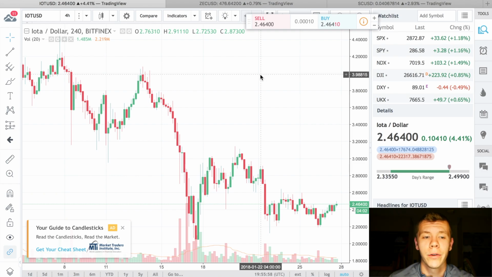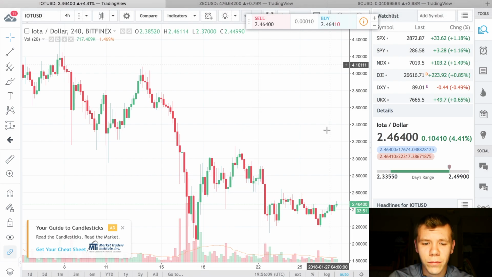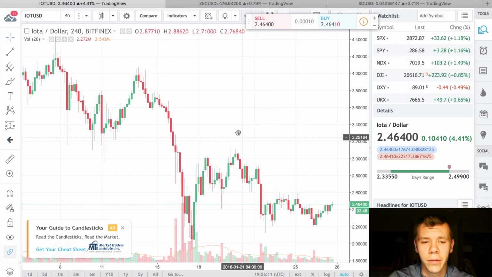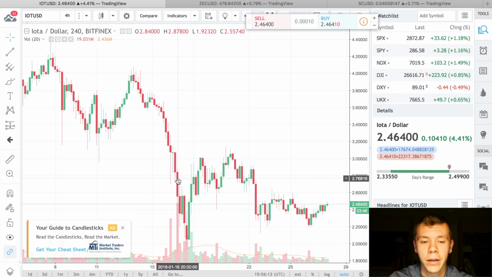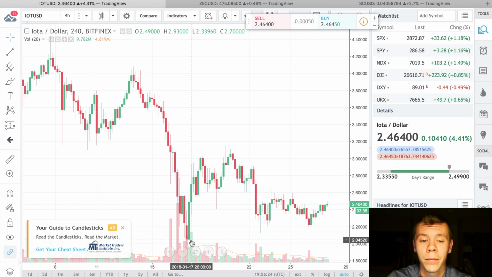But let's jump right into Iota. So Iota is trading around 240, around 250 right now. Back on the 15th, it had this big fall from an average of 360, and it hit support levels at $2. So that's something to keep in mind, that when it did crash, it did find the bottom at $2. So keep that in mind.